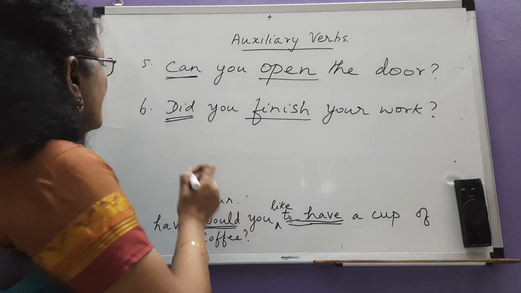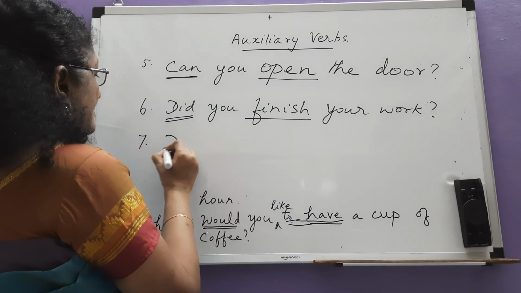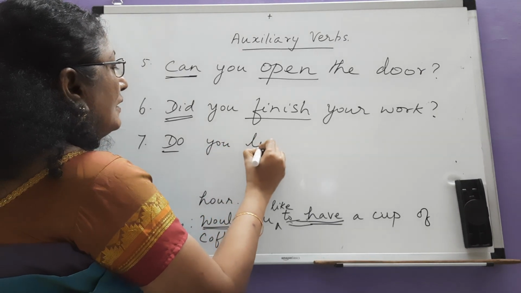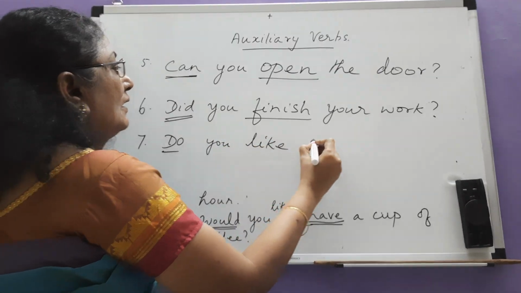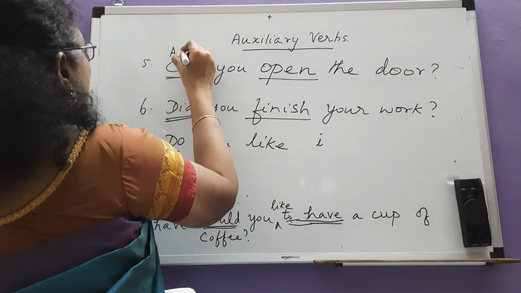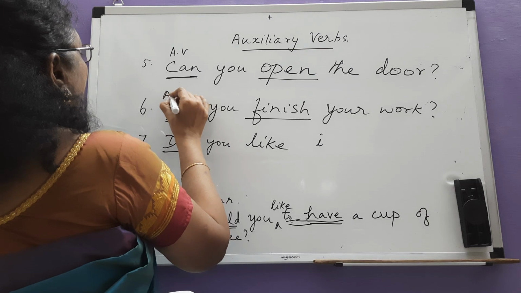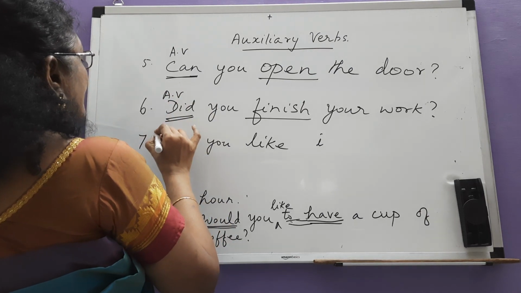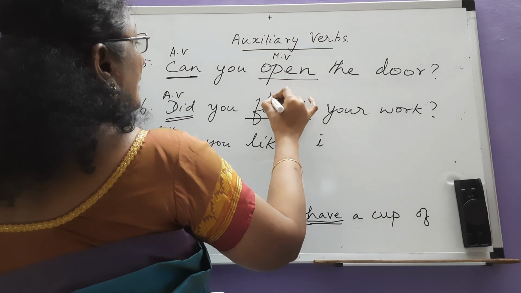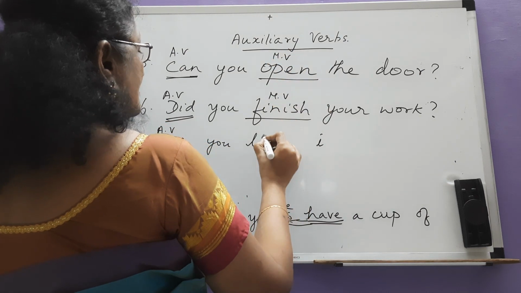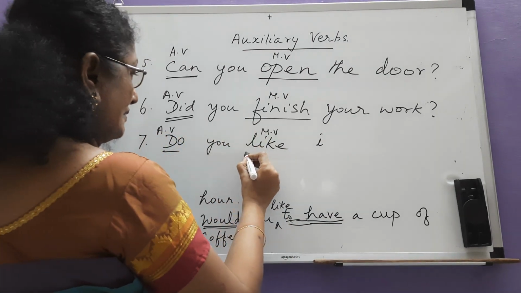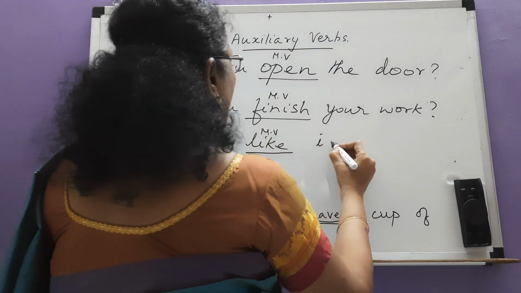Do you like ice cream? This is auxiliary verb. This is auxiliary verb. This is main verb. Do you like ice cream?